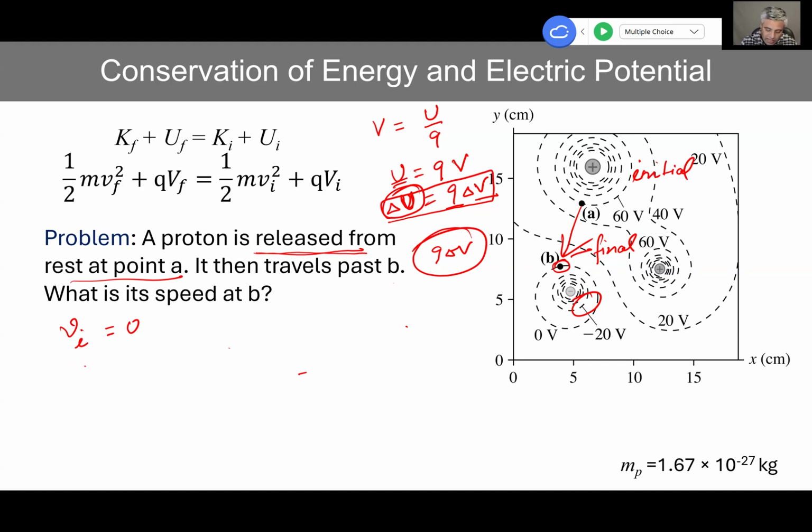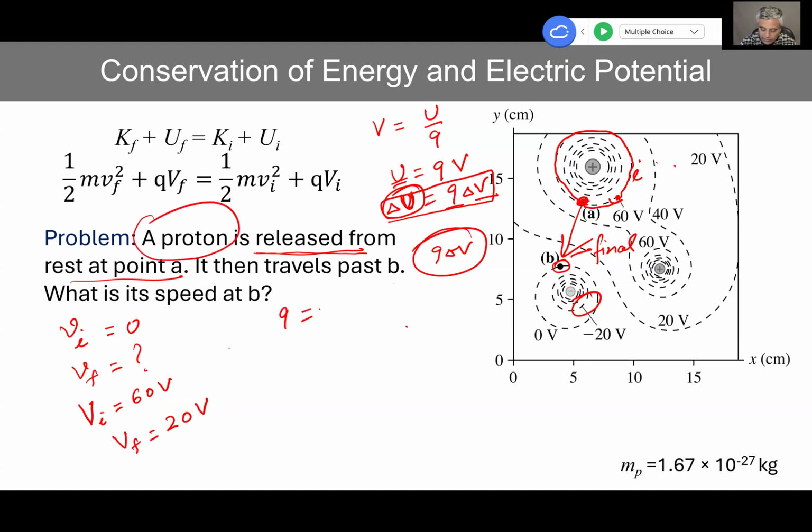So that means we are asked to find final speed. So this lowercase v's, they are for speed, but there is potential. See, these are equipotential lines, and it says 60 volt here, means everywhere in this line is 60 volt. And potential we denote by uppercase V. So initial potential is 60 volt. Okay. And final potential is 20 volt. And it is a proton. So the charge that's moving is a proton, means it has a positive e charge. And we know the value of e is 1.6 times 10 to the power negative 19 coulomb. And the mass of proton, it's hard to remember, but I have given that one there, so we know that.